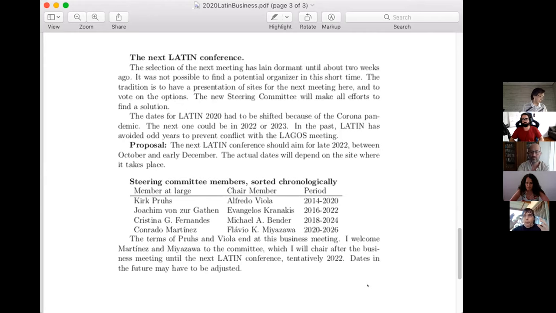April is a well-established time for Latin. April in even years, okay? People know that. In general, it's a good time if people can travel and come here. It's not because of anything in particular that it was April. Going to October one more time because of this complicated issue is okay, in the sense that we are advancing 3 months in relation with Latin 2020.